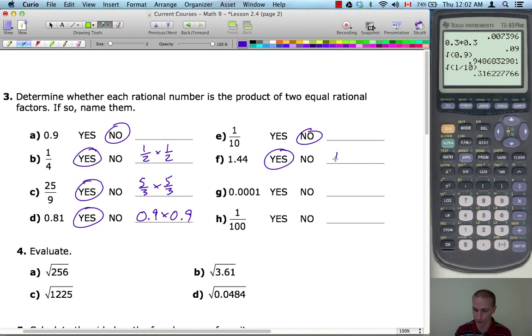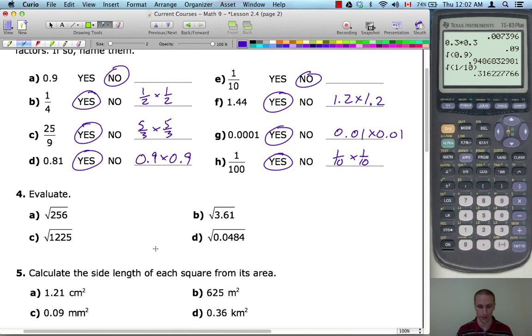1.44 is a yes, so it's 1.2 times itself. Notice it kind of looks like 144, which is 12 times 12. This one just involves some decimals. 0.0001, this is a yes, it's 0.01 times itself. And this one is a yes, so it's 1/10 times 1/10. So lots of practice there, both with fractions and with decimals. So next, number 4, we're just looking to evaluate some square roots, and this is kind of like, do you know how to use your calculator?